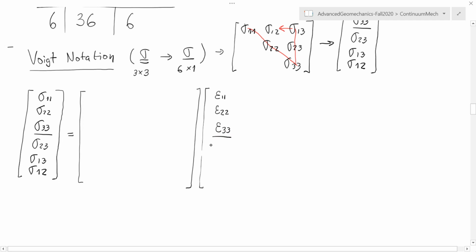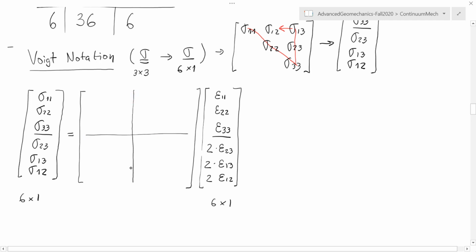And here for the strains it's going to look a little bit different, because by convention we're going to need to use a 2 over here, but this is just a convention, and we'll see the reason for that later on. All right, so I have a 6 by 1 vector here, I have a 6 by 1 vector here. I'm going to add these lines that help divide the normal from the shear stresses. What you would expect to have here is a matrix of 6 by 6 by inference.